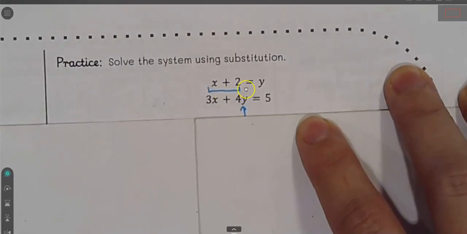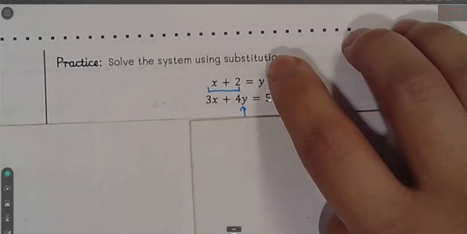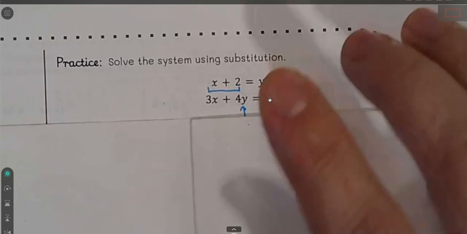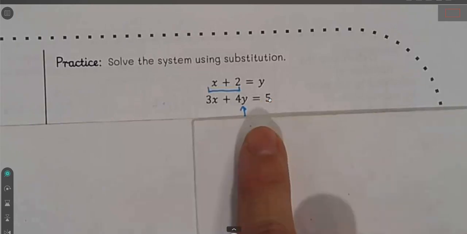Here we have x plus 2 equals y, 3x plus 4y equals 5. Again, y is already solved for. That will not always be the case. Sometimes you will have to solve for y or for x and then plug it in. In this case, we're just learning this, so it's already solved for.